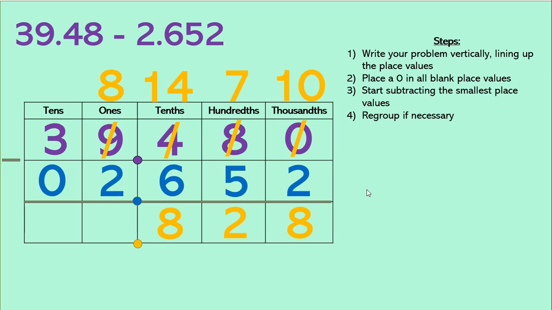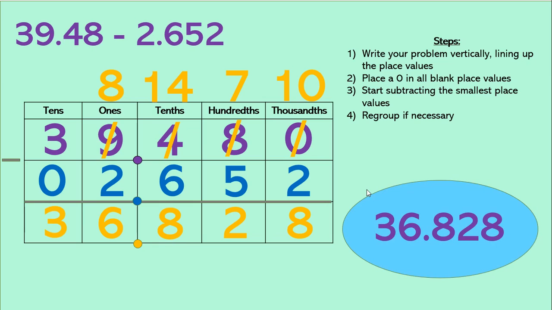14 tenths minus 6 tenths is 8 tenths. Now we're going to put the decimal point, which always goes to the left of the tenths place. 8 ones minus 2 ones is 6 ones, and 3 tenths minus 0 tenths is 3 tenths. Our answer is 36 and 828 thousandths. All right, let's do one more problem.